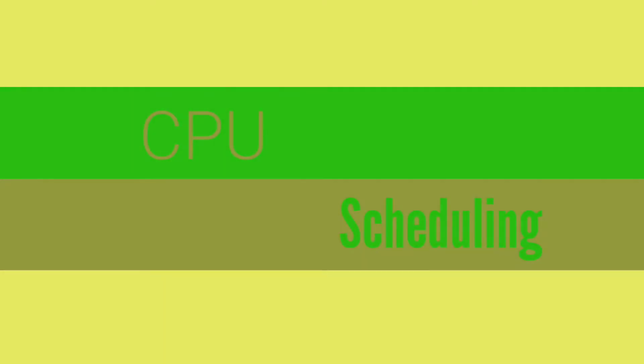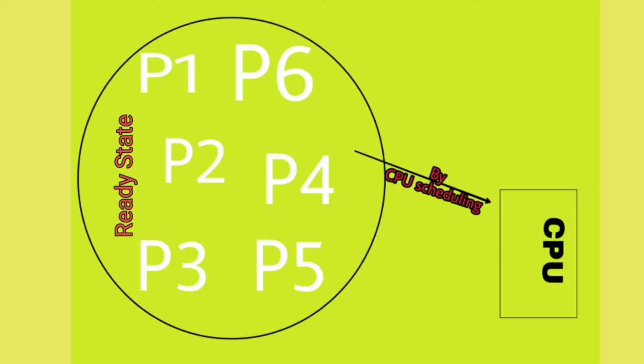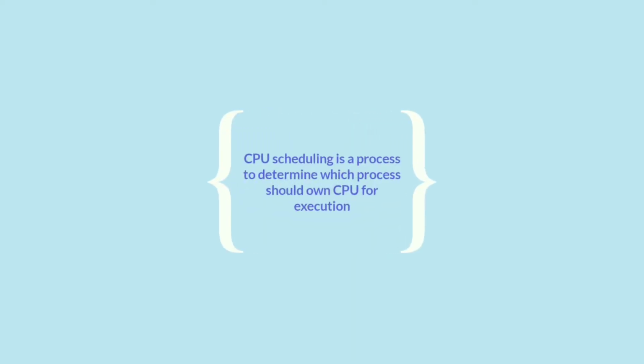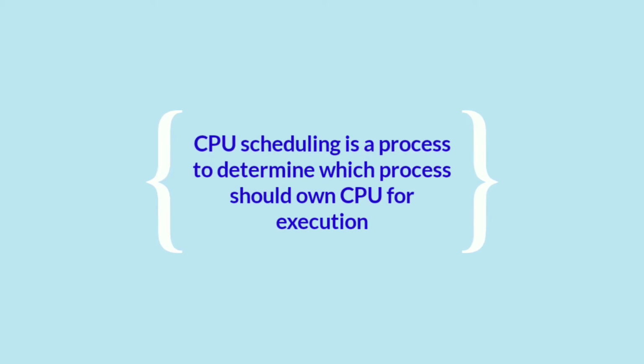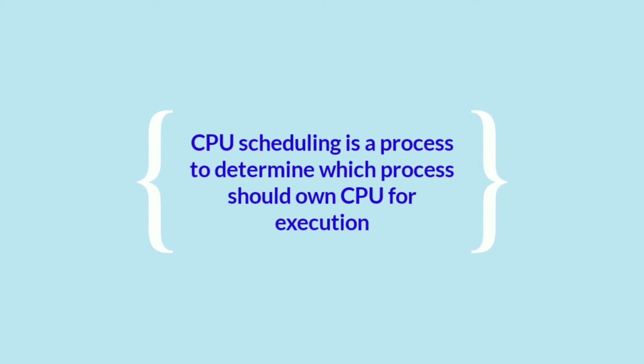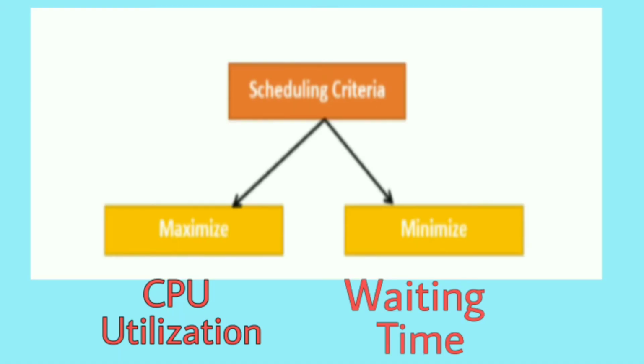Today we're going to discuss one of the important topics of operating systems called CPU scheduling. Let us say there are many processes which are in the ready state to be executed by the CPU. Which process has a chance to own the CPU for execution while other processes are in the waiting state is determined by CPU scheduling. Simply, CPU scheduling is a process of determining which process will own the CPU for execution. The main criteria of CPU scheduling is to maximize the CPU utilization and minimize the waiting time of a process.